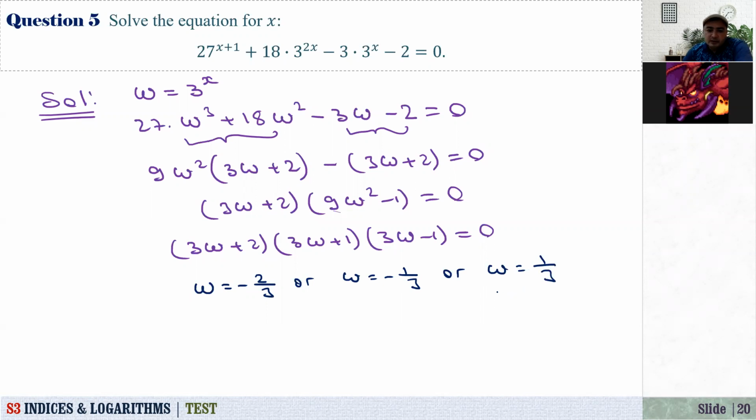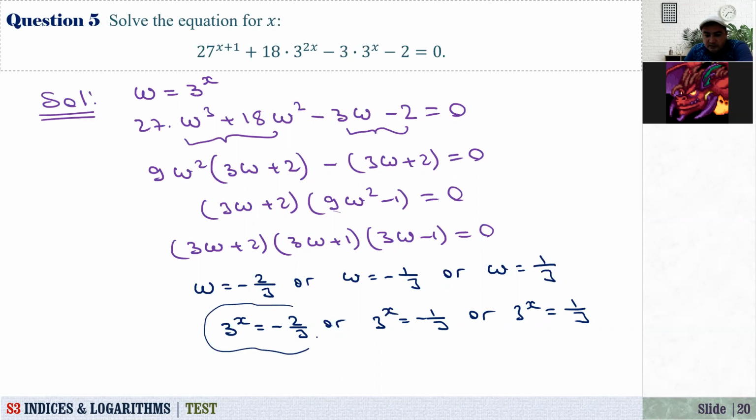3. So I can just write here, that means that 3 to the power of x equals minus 2 over 3, or 3 to the power of x equals minus 1 over 3, or 3 to the power of x equals 1 over 3. So a power of 3 is never negative, so this answer is rejected. And also 3 to the power of x, it is negative, so this answer is also rejected.